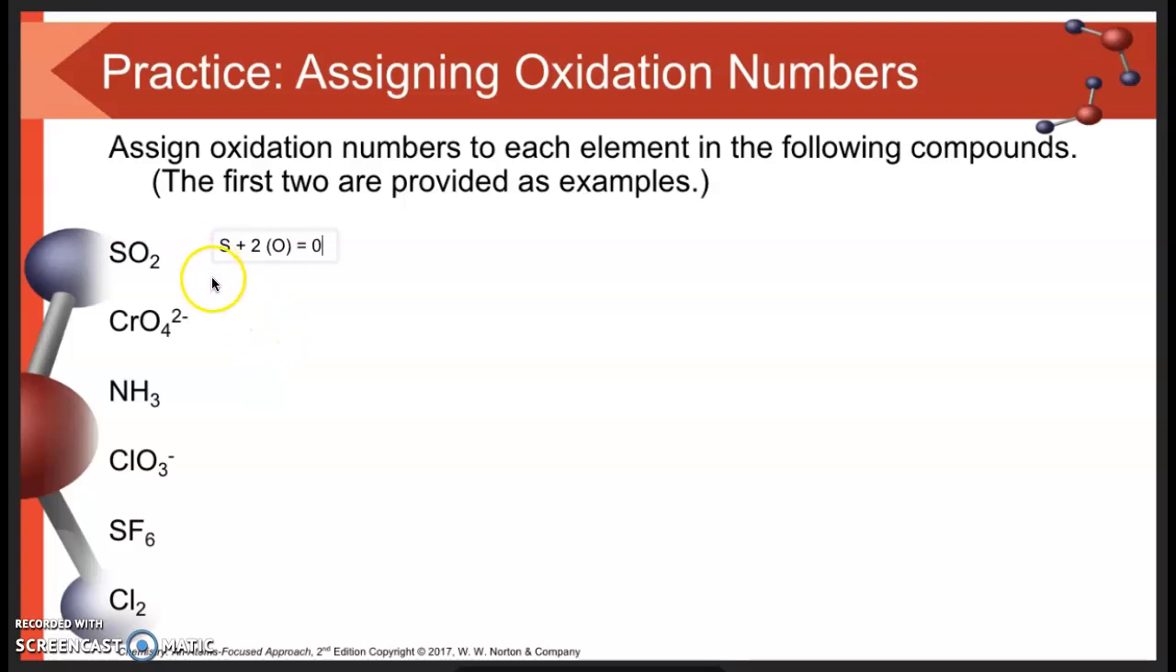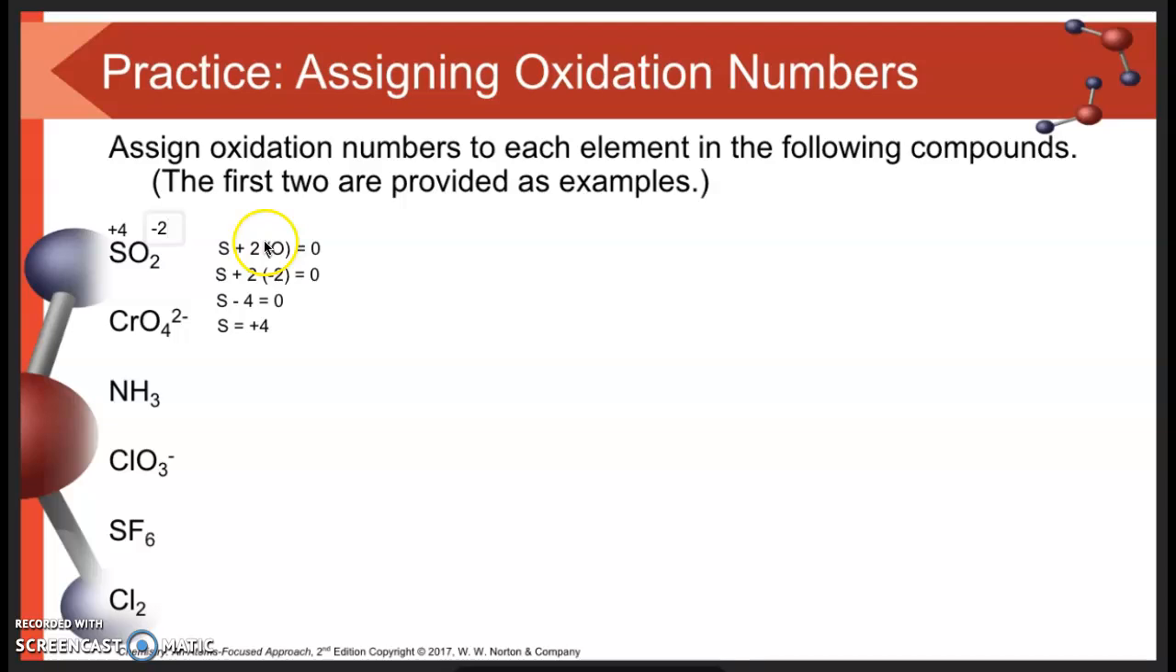So if I approach it from that standpoint, I know that sulfur, I don't know what it is yet, but I know that each oxygen, since oxygen is not by itself and it's not a peroxide, is going to be -2, and there are 2 of them. So sulfur minus 4 equals 0. And if I follow the logic all the way through, sulfur is going to be +4. And so I can assign the oxidation state of sulfur as +4 and the oxidation state of the oxygen as -2.